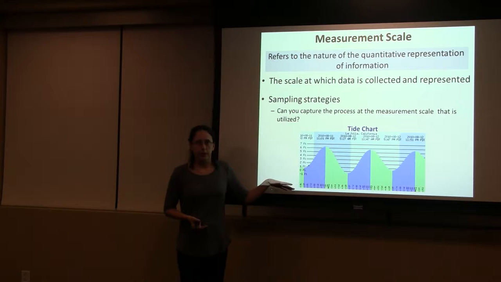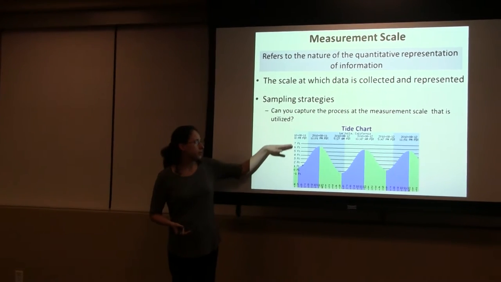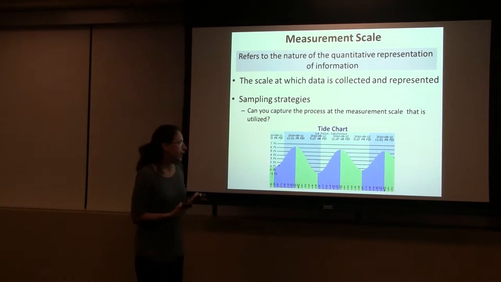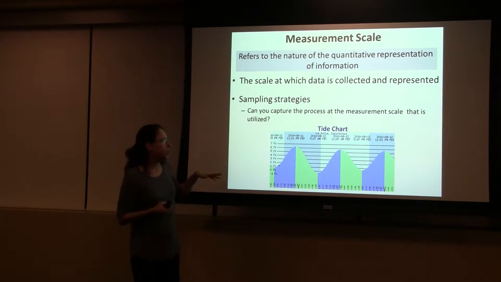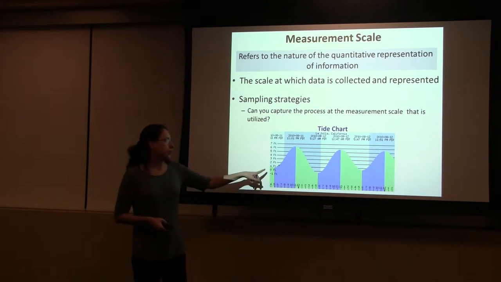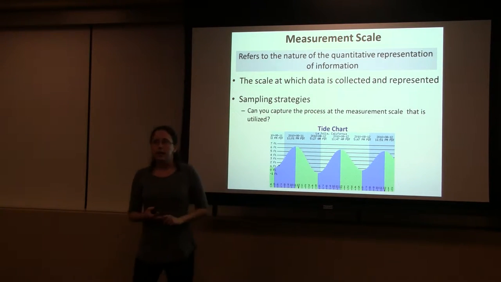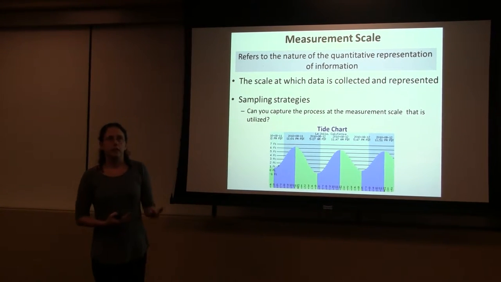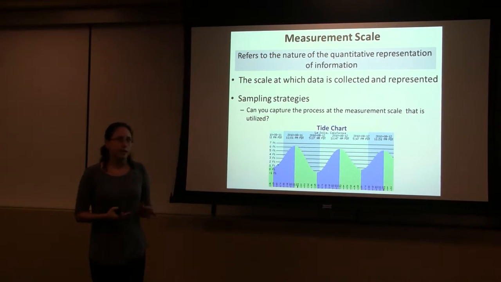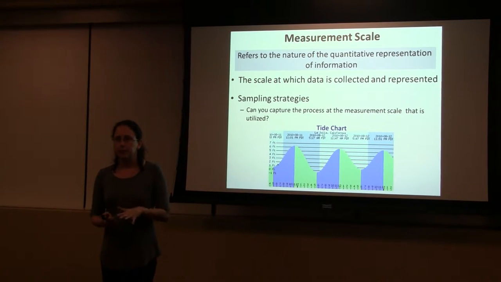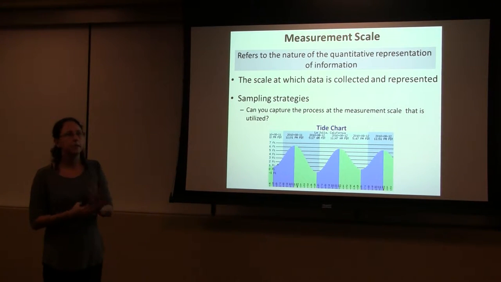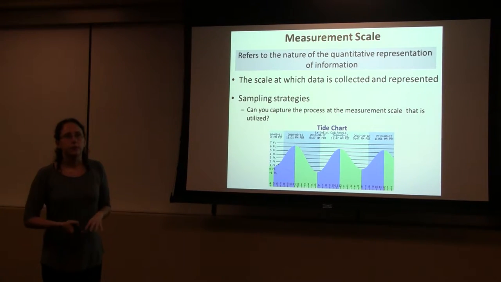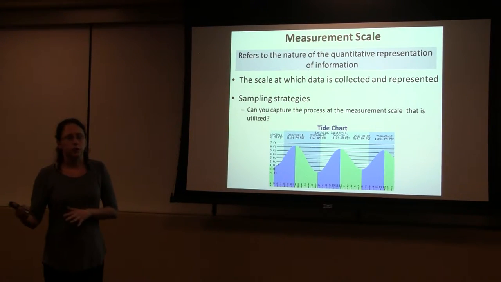Now, this is an example with a tide chart. This just shows the level of water in feet over 3 days. And our operational scale would be the daily fluctuations of the tides. And we have to decide on a measurement scale that would capture the variation of the process. So are we going to sample every day? Would we be able to capture the process if we sample every day at the same time? Or do we have to sample more often? So in the case of tides, we probably need to sample at least twice a day, or maybe more often.